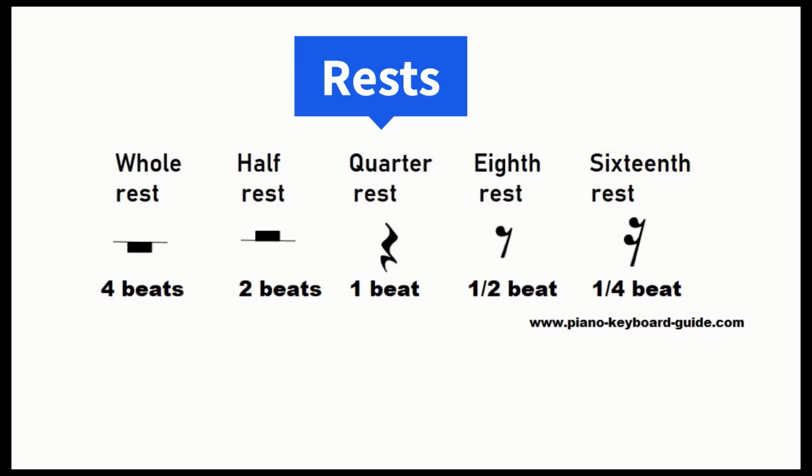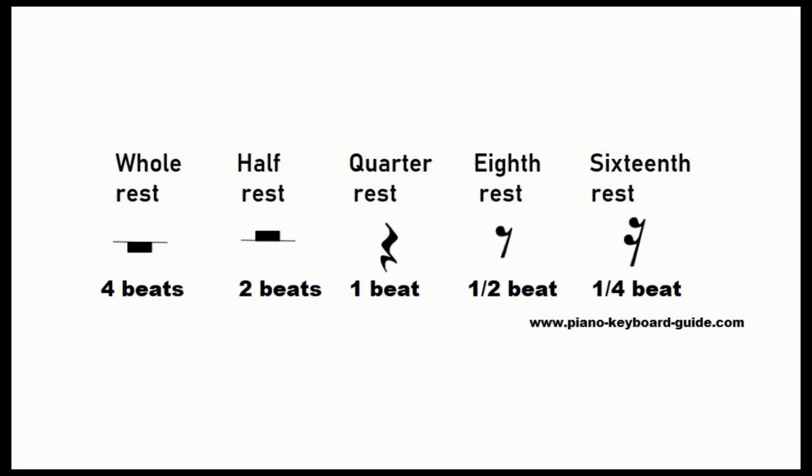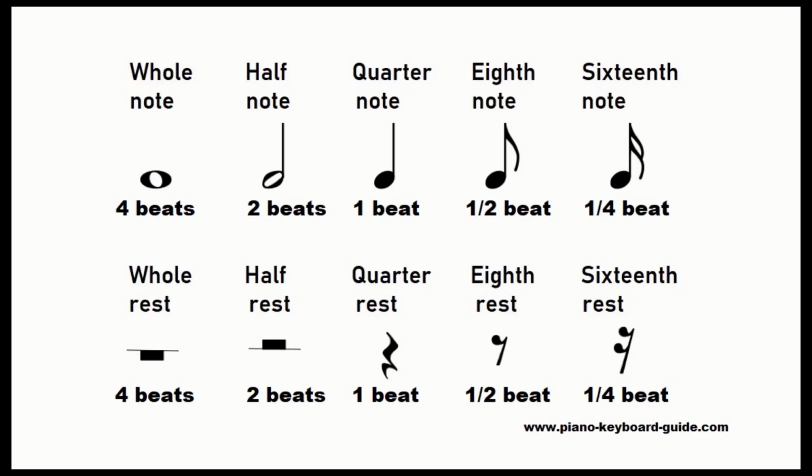Rests. To tell a musician when to play, different types of notes are used. But what happens when we want to tell the musician not to play a note? To indicate this, you use a symbol called a rest. A rest in music is a symbol that indicates that there should be a period of silence. Every type of note has a corresponding rest symbol that has the same time value.